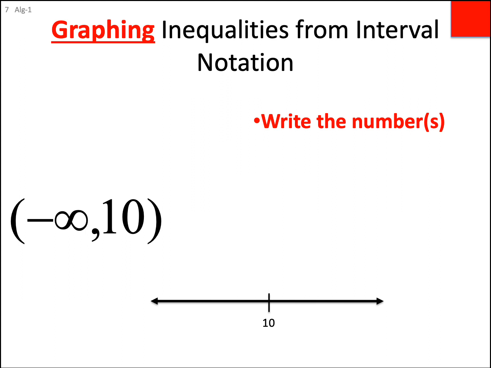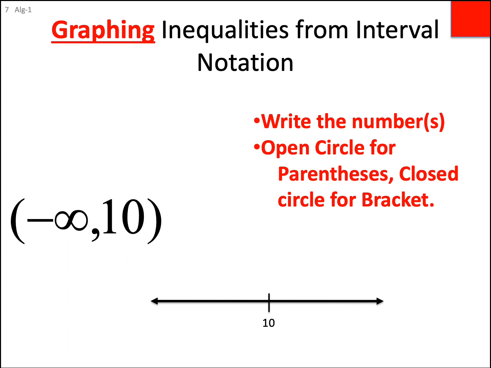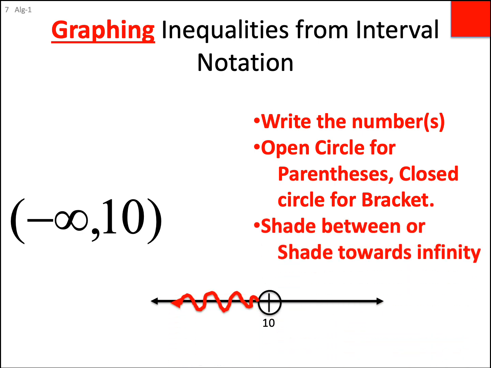And then read the interval notation. It says it starts at negative infinity. So where are we going? We're going to negative infinity. Now, the only question is, is this an open or closed circle? Well, is it a parentheses or a bracket on the 10? It's a parentheses, so it gets an open circle, and we're going to negative infinity, so this one's even easier. We're going to negative infinity. There you go, and you're done.